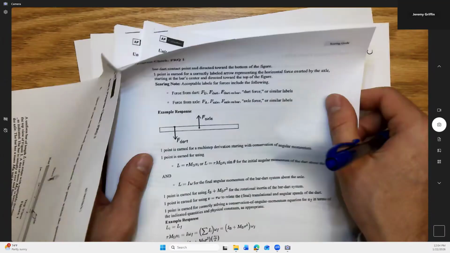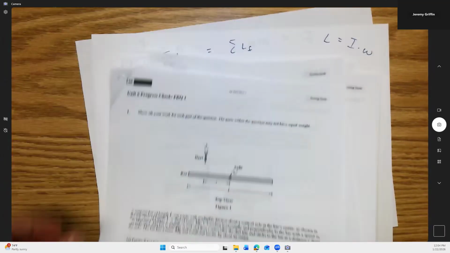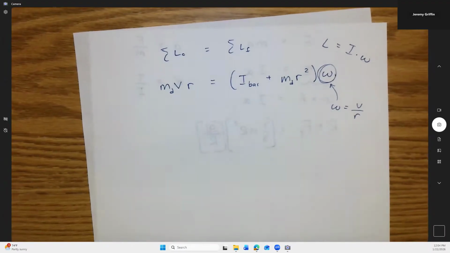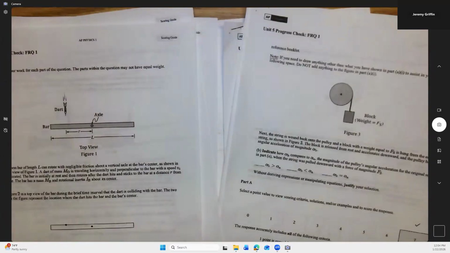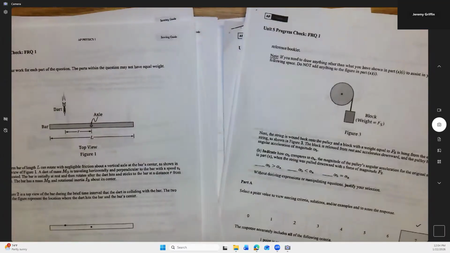Okay, let me get these scoring rubrics in your hands, and again, I want you guys to really go down and think like an AP grader and see point for point how you would score something like that.